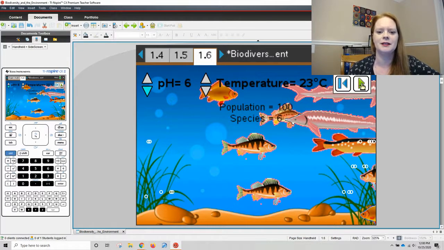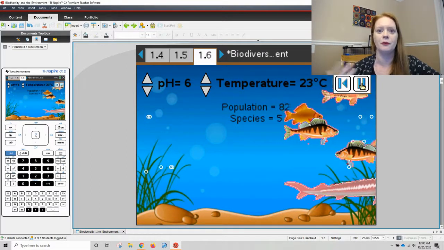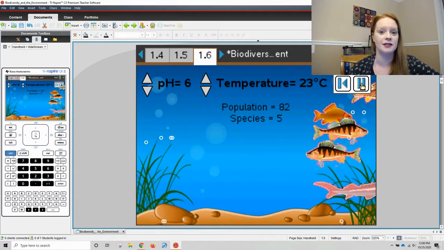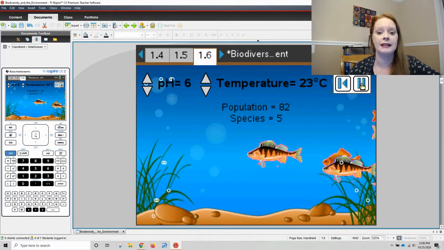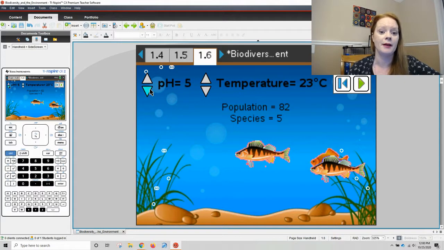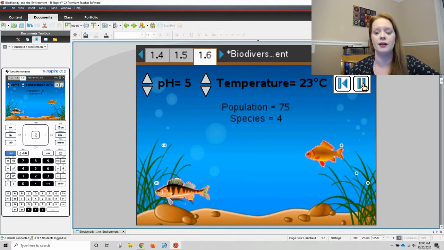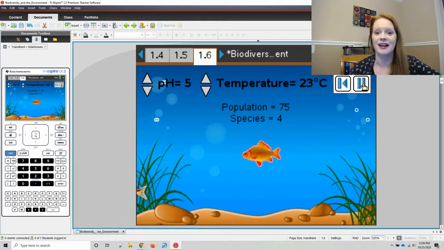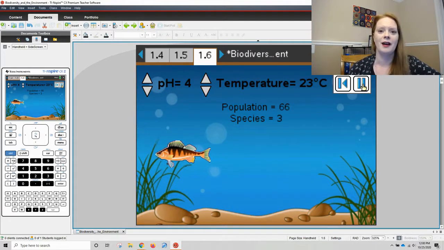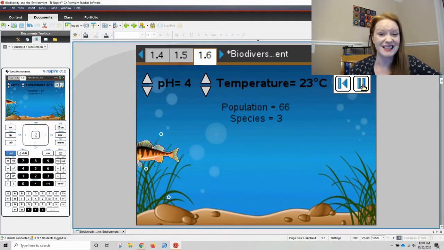So we decreased the pH, and we talked about what happened. So the population went down to 82, and we lost a species. So there's a species that's no longer in the lake. And so we wanted to see what happened if we continue to decrease the pH. So now the pH is 5. So our population is now at 75, and we lost another species. There's only 4 species left in our lake. And then as we decrease the pH to 4, our population's now at 66, and our species at 3. So another species is gone.